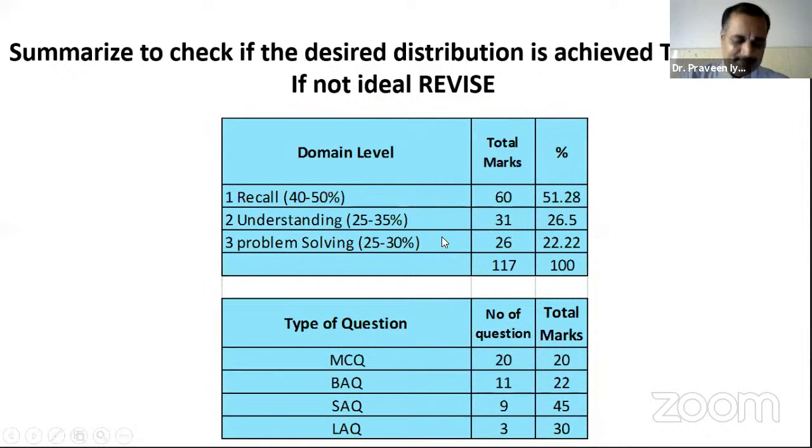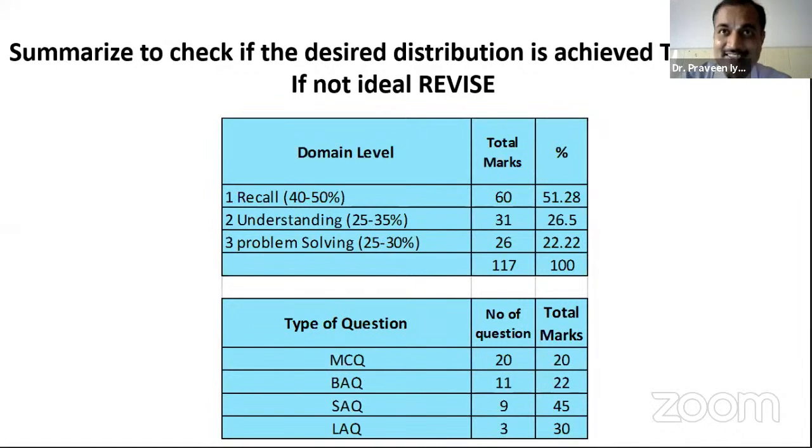Commonly, what is suggested in literature is that for preclinical subjects, the ratio should be around 50% of recall, 25% of understanding, and 25% of problem solving variety of questions. This is the general principle that literature gives us. Plus minus, we have taken into consideration because all the time we may not be able to fit into exact 50%, exact 25, and exact 25%. So we have given a range here, and that's how we follow the range.